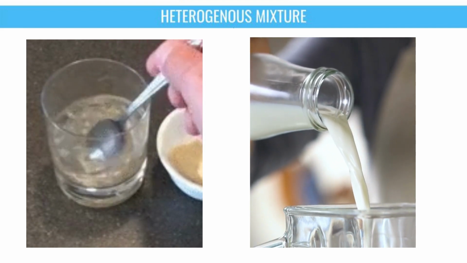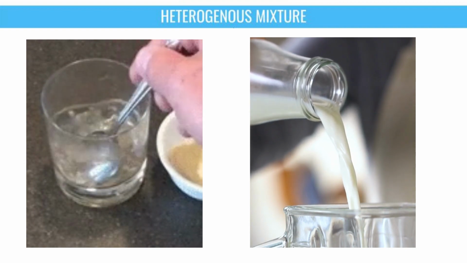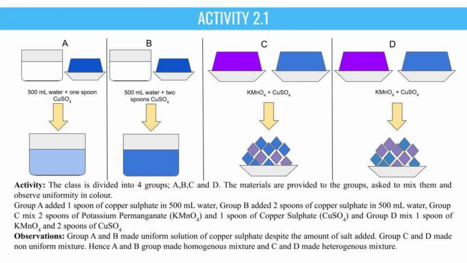Let's start by understanding properties of solutions, suspensions, and colloids by doing Activity 2.1 and 2.2 from the NCERT textbook. In Activity 2.1, the class is divided into 4 groups: A, B, C, and D. The materials are provided to the groups, asked to mix them, and observe uniformity in color.